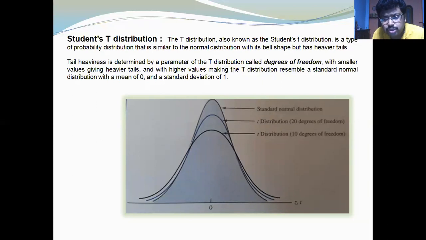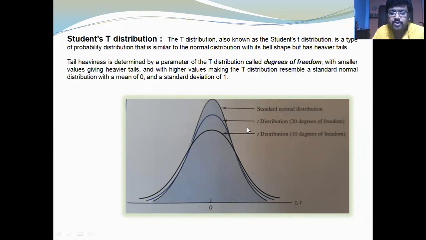If the degrees of freedom is, suppose, 20, as you can see in our figure, the blue solid line represents the student's t distribution. As the degrees of freedom is 20, there is a heavier tail. You can find the heavier tail.